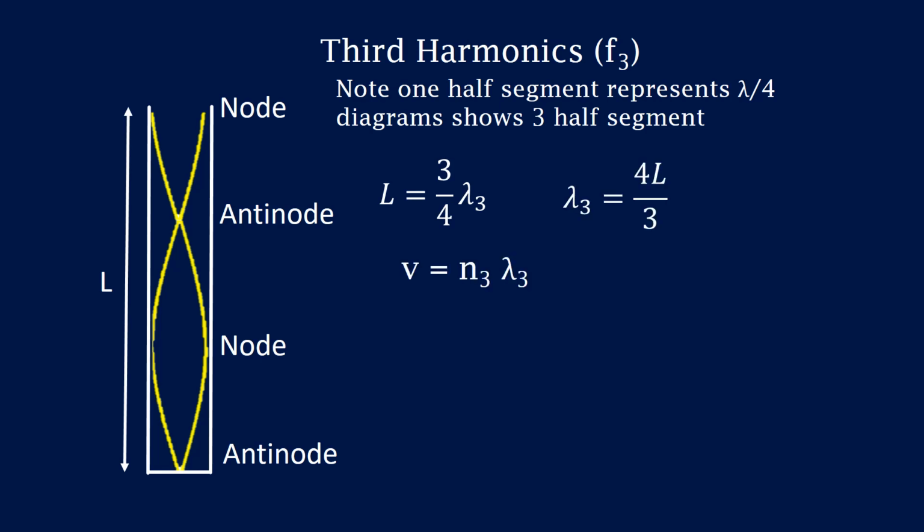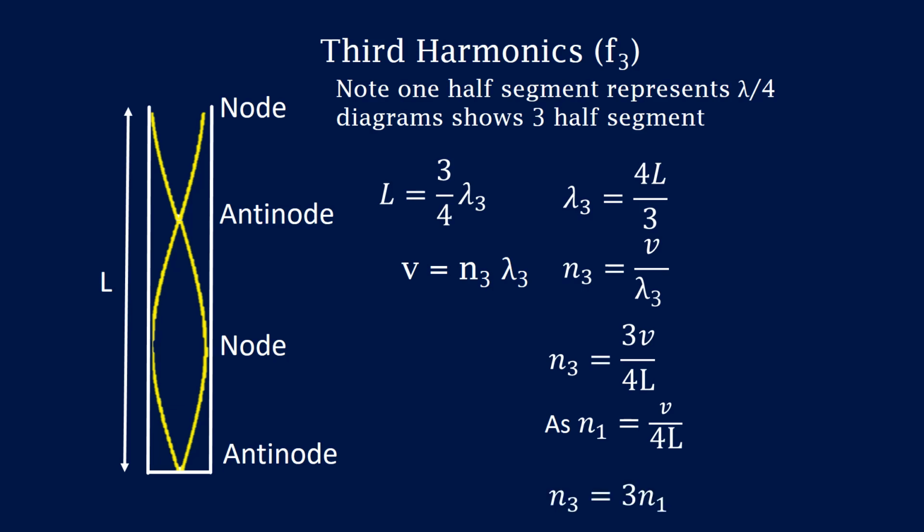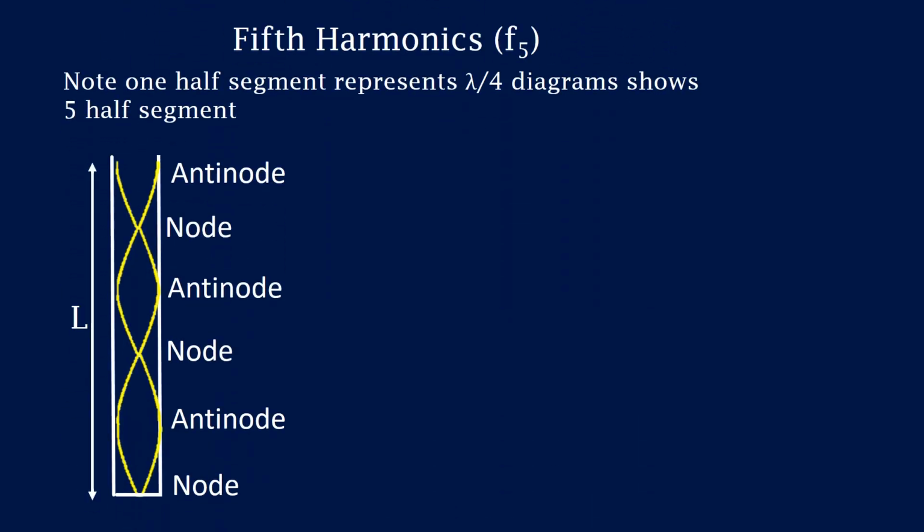Now, the velocity of a wave is equal to frequency into wavelength. Therefore, v is equal to n3 into lambda 3. Therefore, n3 is equal to v upon lambda 3. By substituting the value of lambda 3, we get n3 is equal to 3v upon 4L. As n1 is equal to v upon 4L, we get n3 is equal to 3 times n1.